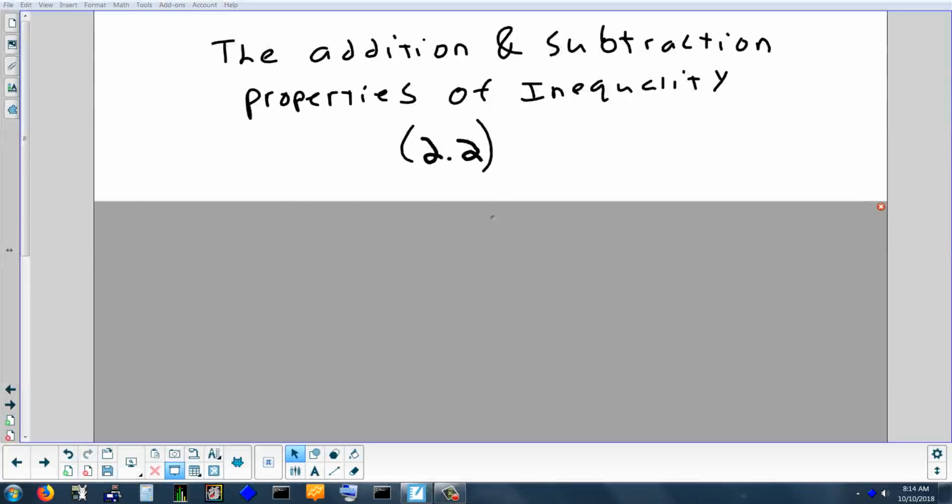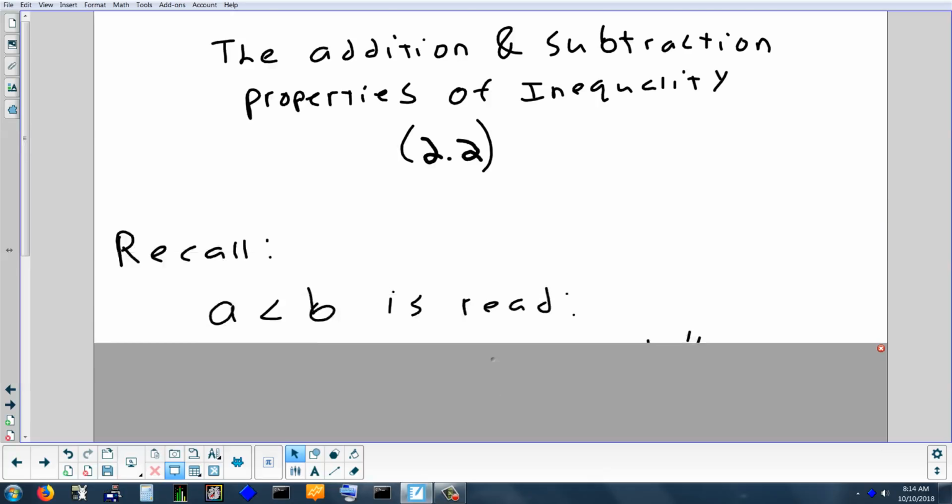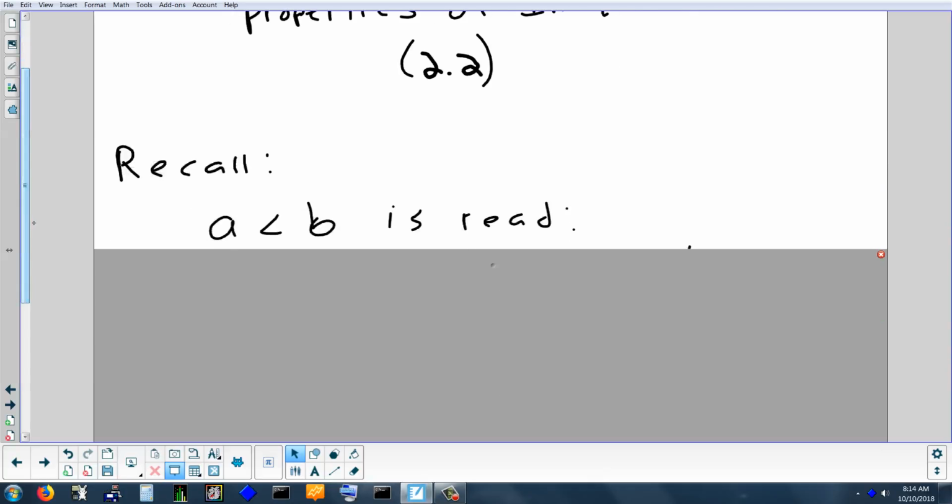About Nicole? Oh, you might have a less than. What else could you have? Savannah? You might have a less than or equal to. Yeah? You might have a greater than or equal to, or a greater than. So you're going to have one of those four symbols instead of an equation, or an equal sign.